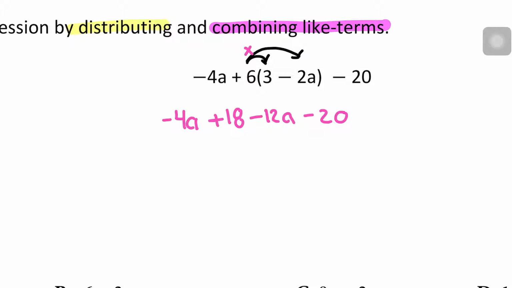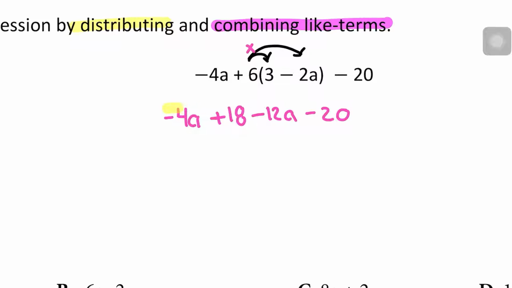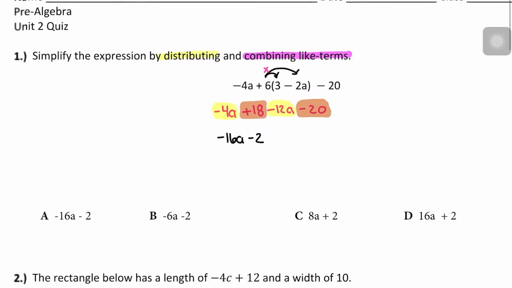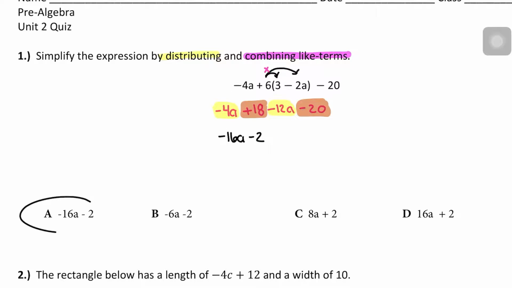Next, I am going to combine like terms, so I'm going to gather my a's, and then I'm going to gather anything else that does not have a letter, which are called constants. So negative 4a minus 12a, that's negative 16a, and then 18 minus 20, negative 2. So the answer is A.